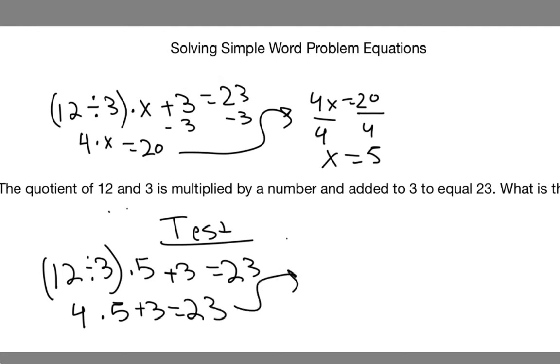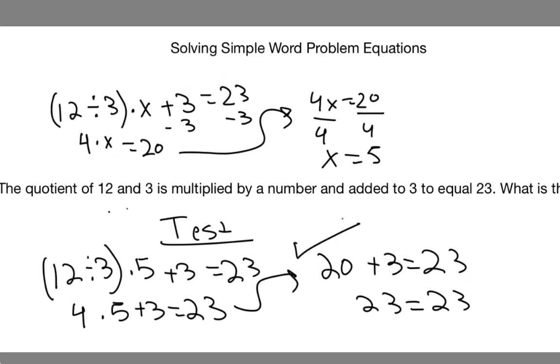I'm drawing an arrow to go over here. And then we have 4 times 5 is just 20. Plus 3 equals 23. And 23 equals 23. Which means this is indeed the right answer to our equation.